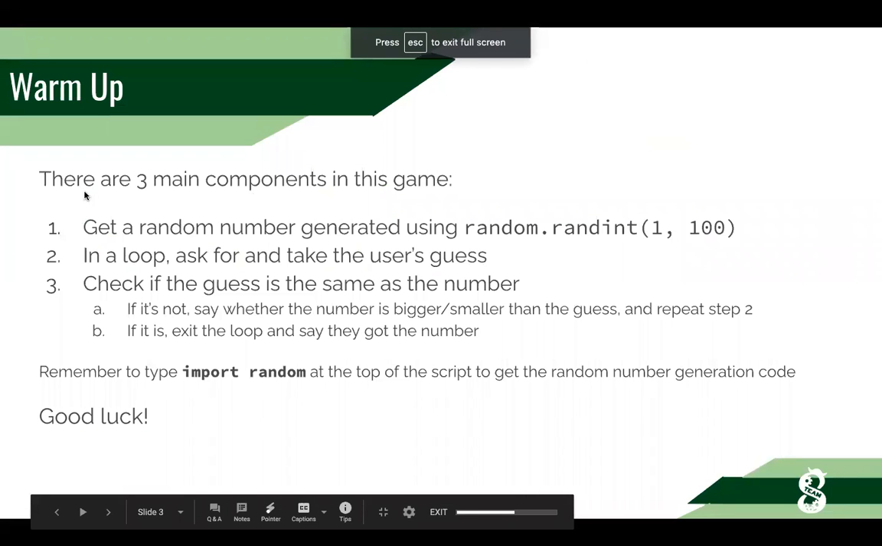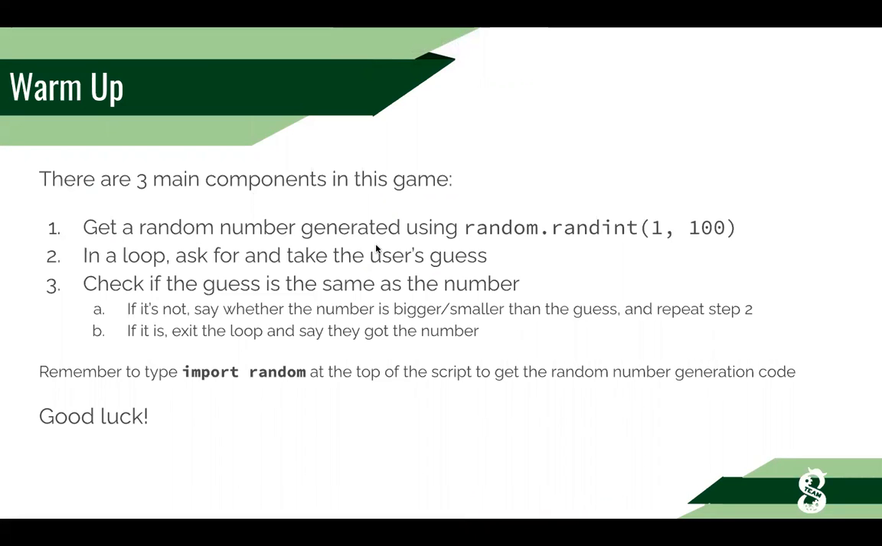If you don't know how to start, there are 3 main components in this game. First, we get a random number generated using random.randint 1 to 100. Then in a loop, we ask and take the user's guess. Then we check if the guess is the same as the number. If it's not, we say if it's bigger or smaller than the guess, and then we repeat step 2. If it is, we exit the loop and say they got the number.